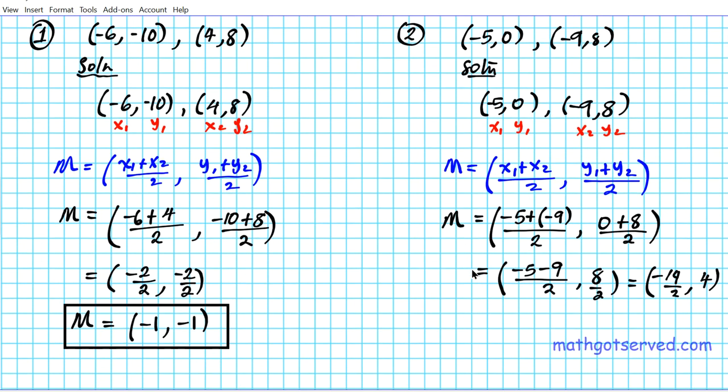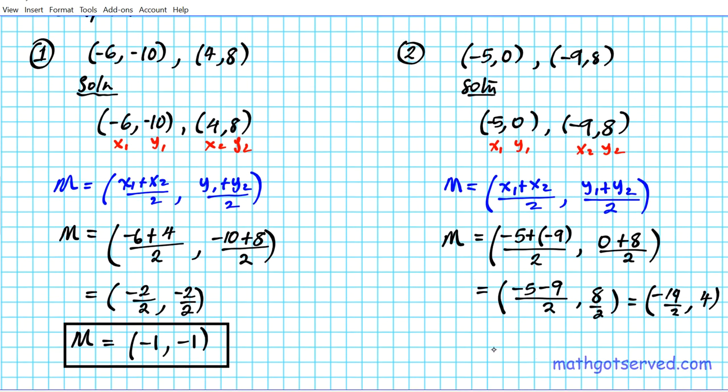And then the final answer for question number 2, your midpoint: negative 14 over 2 is negative 7, comma, 4. Alrighty, so that's the answer to number 2. We're going to go over one more problem and then give you an opportunity to do some practice.